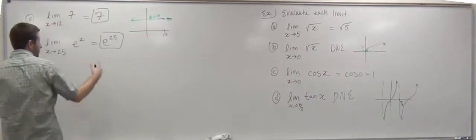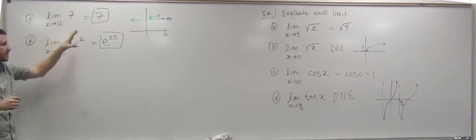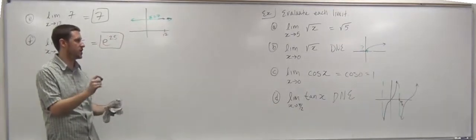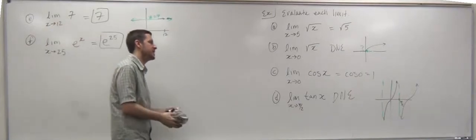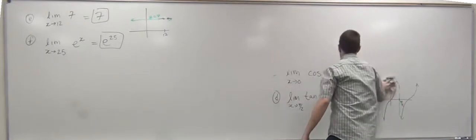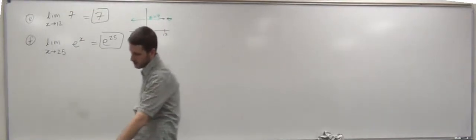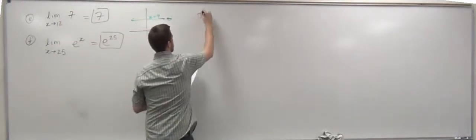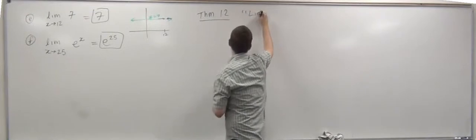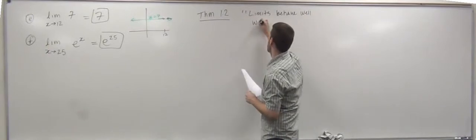The next kind of property, this first property was limits behave well with basic functions. So if you have any of the functions that we had in 126, 127, limits are going to behave fine with those as long as you have a good domain value. The next property is that limits behave well with our basic operations. So this is technically in this section, but I don't really care about numbers. Limits behave well with operations.